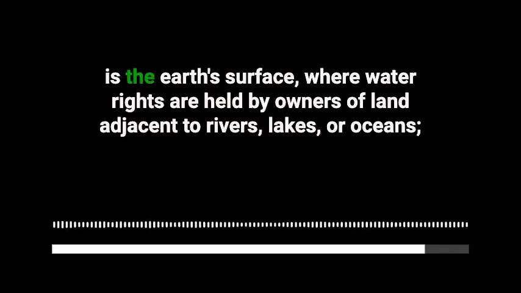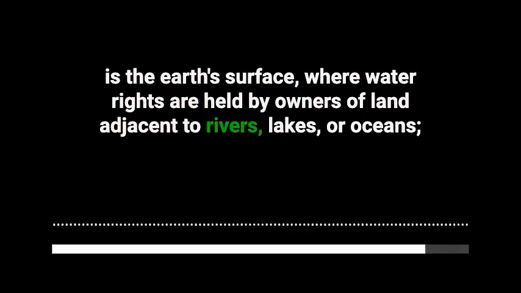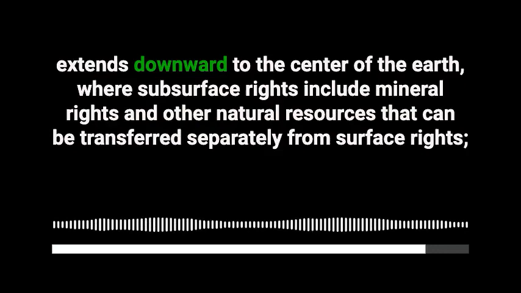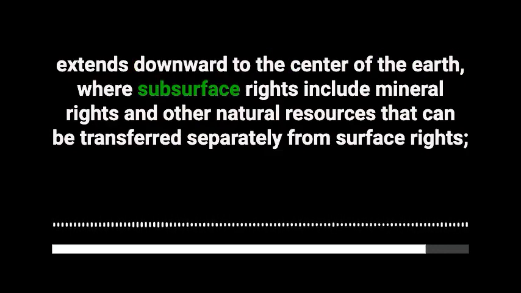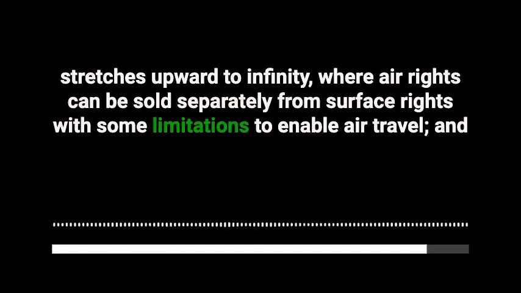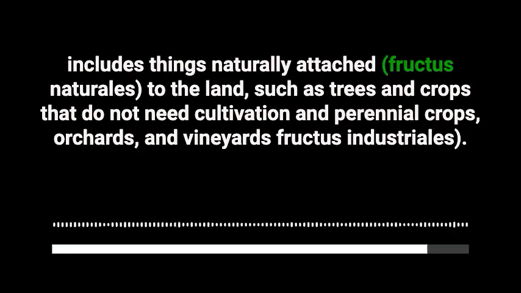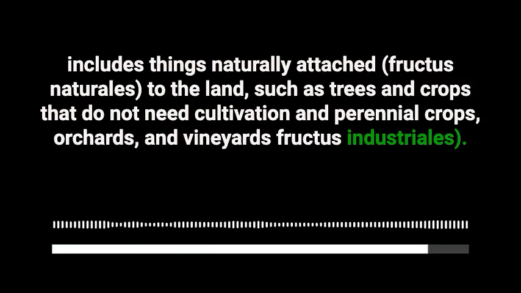Real estate is the earth's surface, where water rights are held by owners of land adjacent to rivers, lakes, or oceans. It extends downward to the center of the earth, where subsurface rights include mineral rights and other natural resources that can be transferred separately from surface rights. It stretches upward to infinity, where air rights can be sold separately from surface rights with some limitations to enable air travel, and includes things naturally attached to the land, such as trees and crops that do not need cultivation, and perennial crops, orchards, and vineyards, fructus naturales.